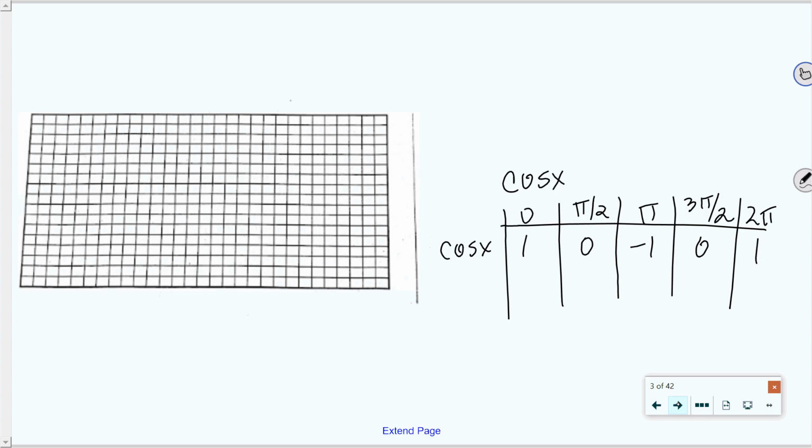Try to do something different in this one. Don't put your y-axis right in the middle. Try something different. I'm going to put it a little more to the left. A little more to the left.